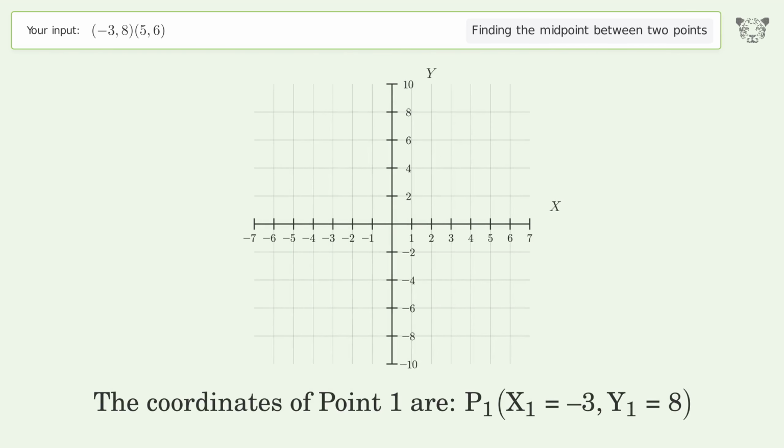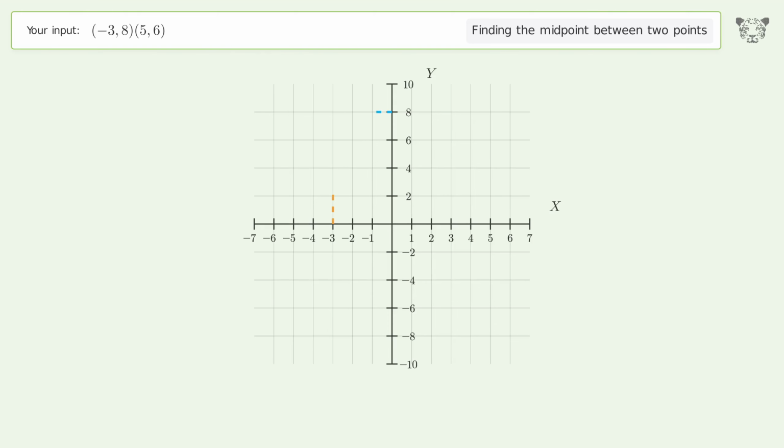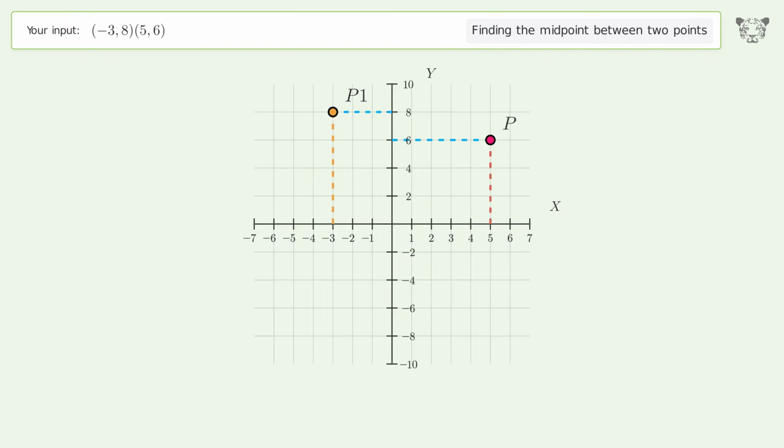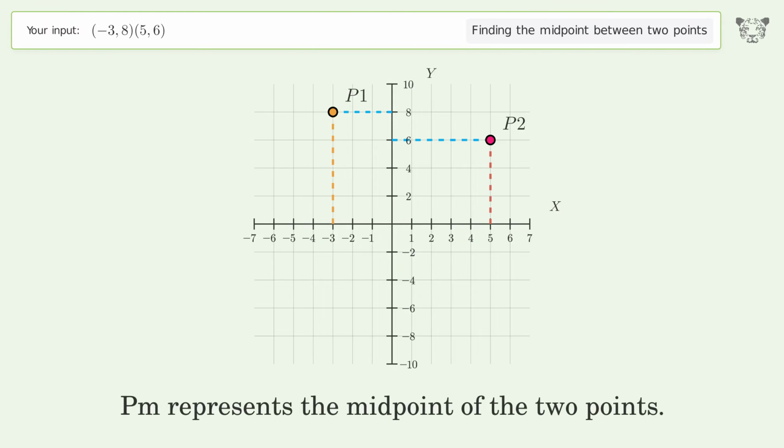The coordinates of point 1 are x1 equals -3, y1 equals 8. The coordinates of point 2 are x2 equals 5, y2 equals 6. PM represents the midpoint of the 2 points.